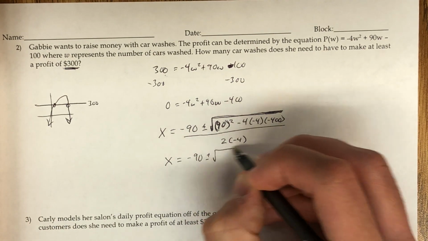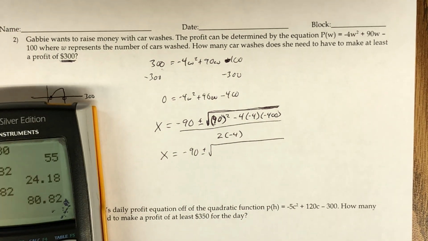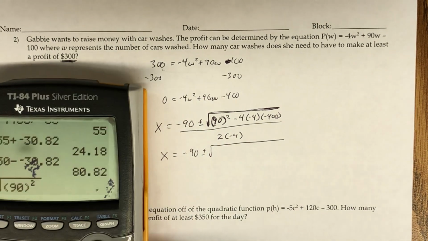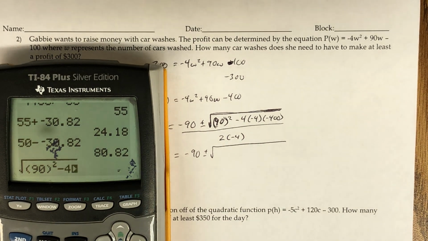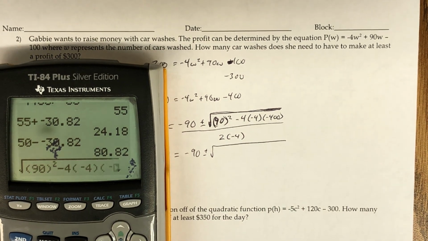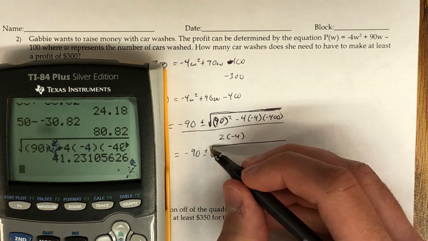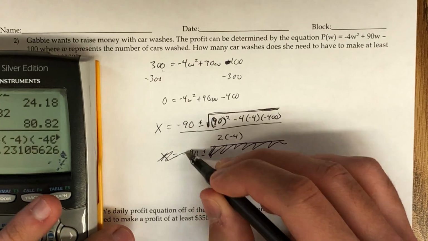So let's simplify under that square root. So we have the square root of 90 squared minus 4 times negative 4 times negative 400. And we get, oops, I took the square root there. So let's do it this way.